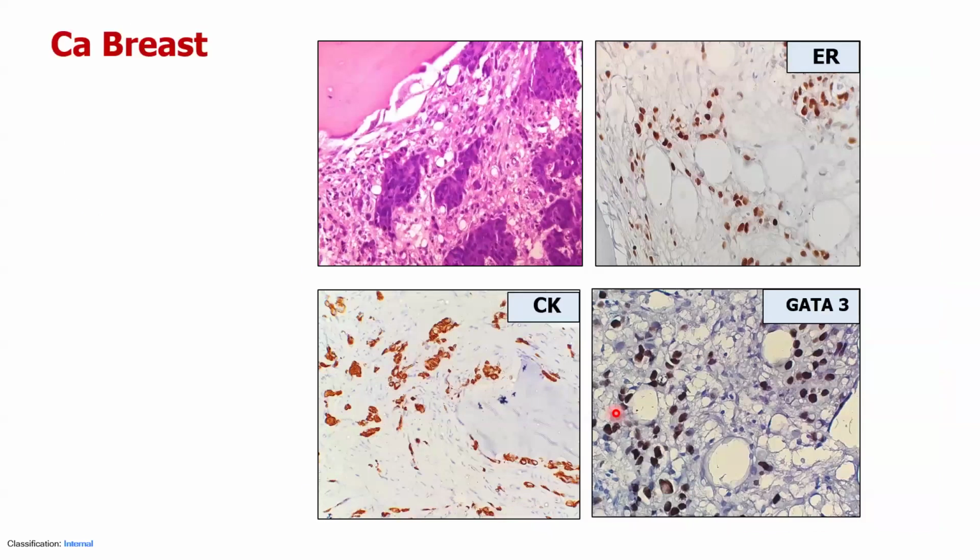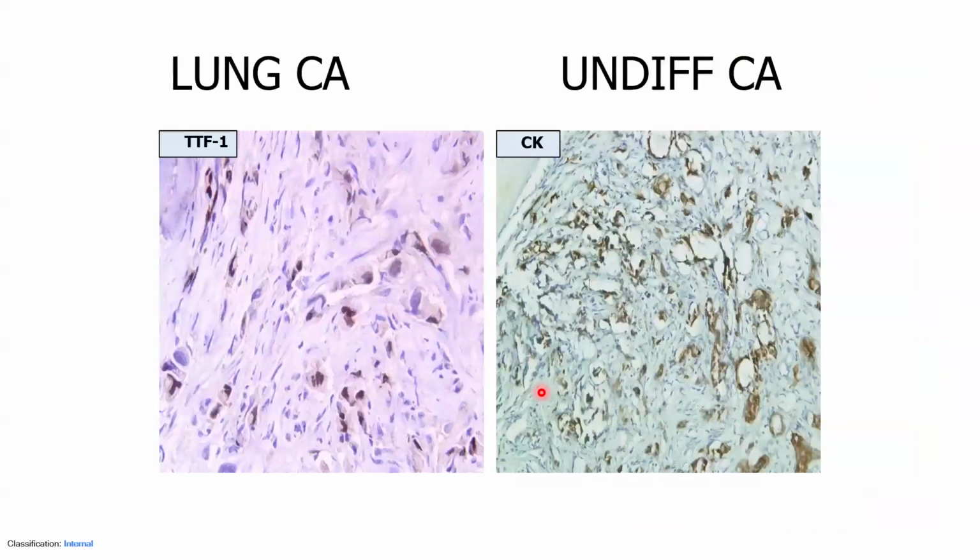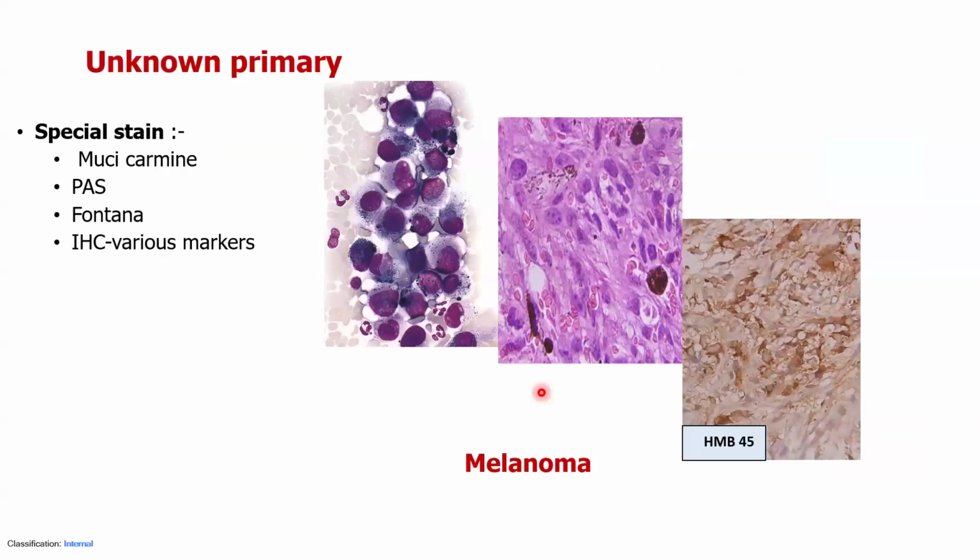Similarly, in CA breast, we have picked up tumors which were then confirmed with the use of immunohistochemistry, ER, CK, GATA3, and some undifferentiated carcinoma in a fibrotic marrow. This is one example. We've picked up CA lung with TTF1 positive, and some special stains can also be performed on the bone marrow aspirate, like mucicarmine and PAS stains. This is a case of melanoma, which showed HMB45 positive on the bone marrow biopsy.